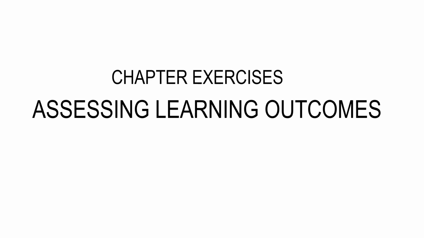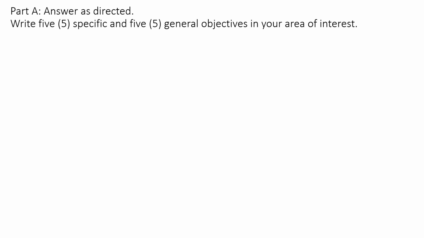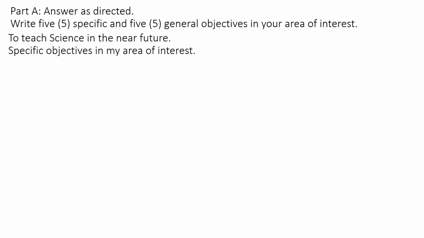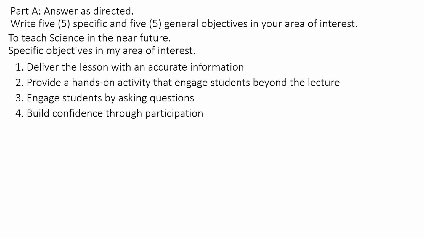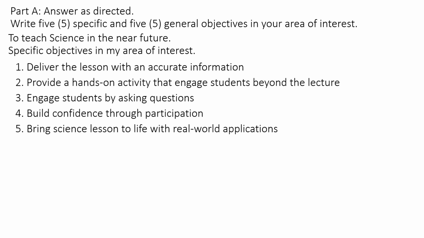In this video, I am going to discuss how I derive my answers in the chapter exercises in Assessing Learning Outcomes. First, write 5 specific and 5 general objectives in your area of interest. This is my specific objectives in my area of interest, which is to teach science in the near future. These are the 5 specific objectives that I have listed. I think these are specific objectives because they are precise statements that I can exhibit to my future students in the near future.